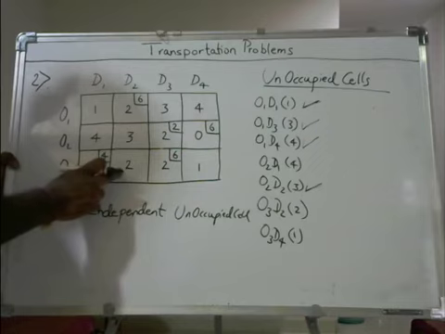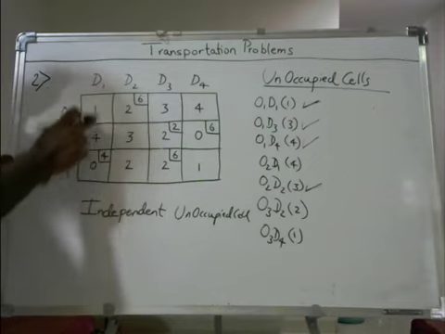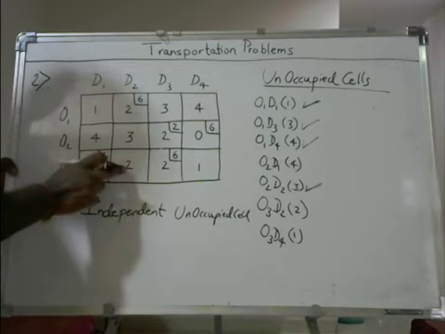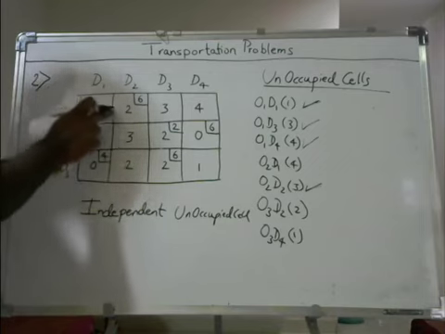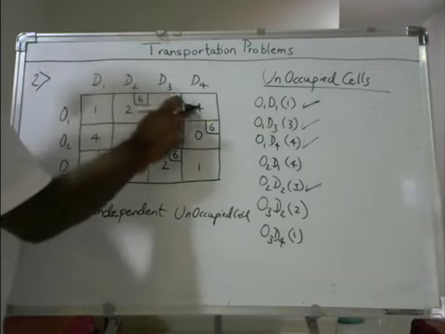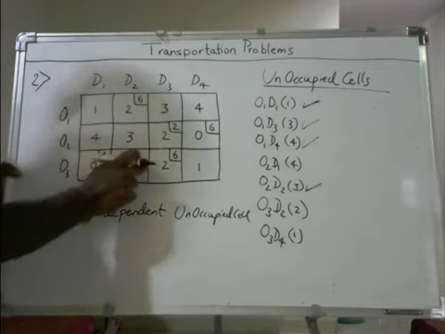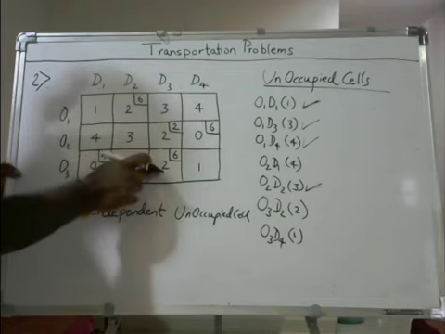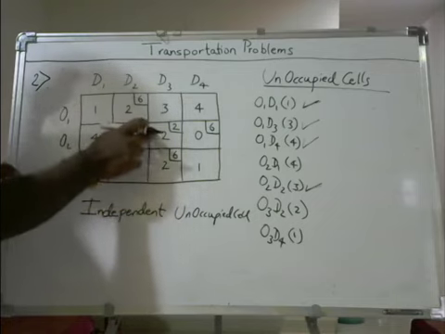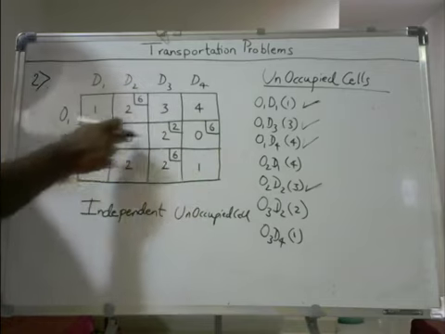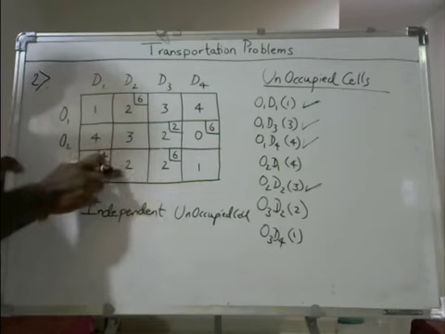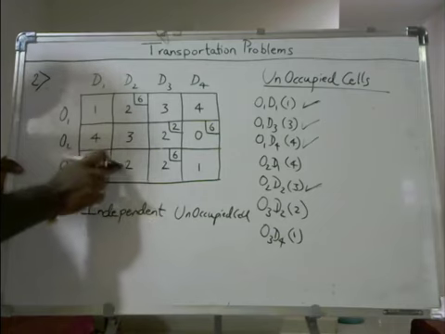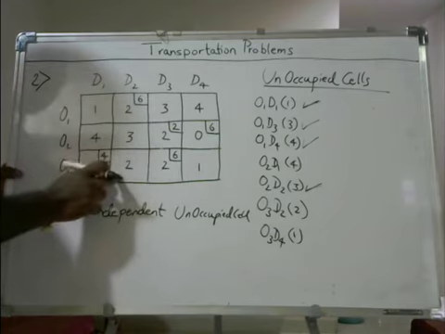Let's say if we go this way, if we take a turn, then we are stuck. We cannot come back. If we go this way, we can take a turn this way, but we cannot take a turn here. You can take a turn here, we are stuck. We can take a turn here, come here. Then we can go here, but we cannot come back. So either of the ways we cannot come back to this cell. So that means that O3, D2 is an independent unoccupied cell.